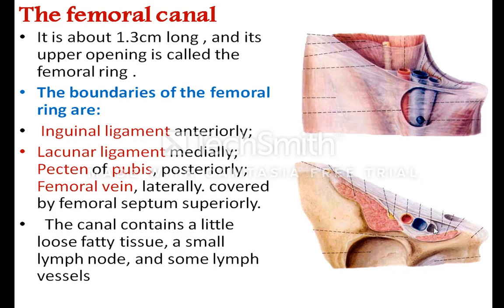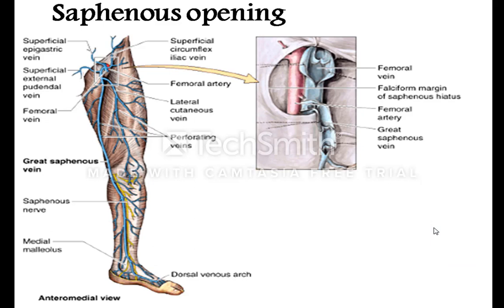The importance of this canal is femoral herniation, which is common in females. It is herniation through this canal, and usually it is found lateral and below to the pubic tubercle, which can easily differentiate it from the inguinal hernia. Here this is the saphenous opening. We call this the saphenous opening because here the greater saphenous vein comes and drains into the femoral vein.